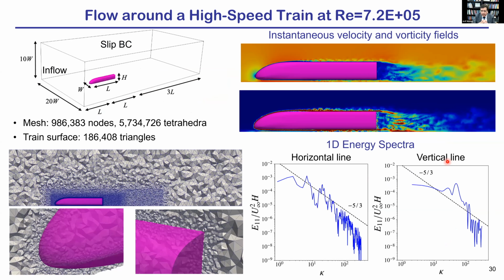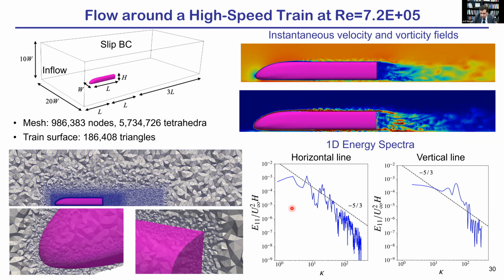Now let's apply this method to a more interesting problem where the geometry is more intricate. Here we have used the embedded method with surface triangulation. In flow conditions, the mesh is composed of nearly 1 million nodes, 5.7 million tetrahedra, and the surface triangulation of the geometry is done with 186,000 triangles. This is the snapshot of velocity and vorticity fields.